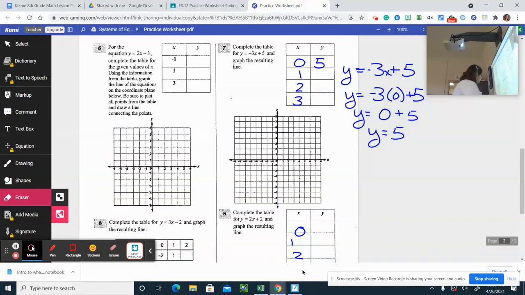If you are having trouble plotting points on assignment 3.12, I posted two 2-minute videos on how to plot points as a reminder. So you might want to check those out if you're having trouble plotting points on the graph.